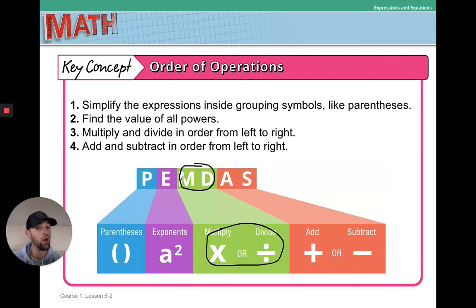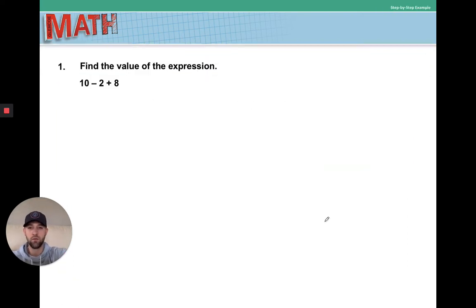Whatever one shows up first, that's the one we're going to do first. We'll talk about that more too. Addition and subtraction, again, another special one. Those two go together. Whatever one shows up first, that's the one we do first. Not just addition because the A's first. All right, let's get moving on here.